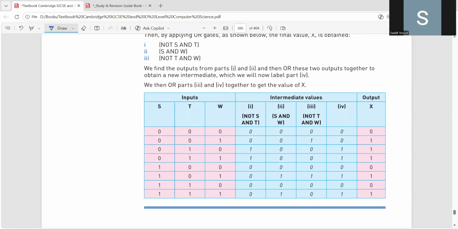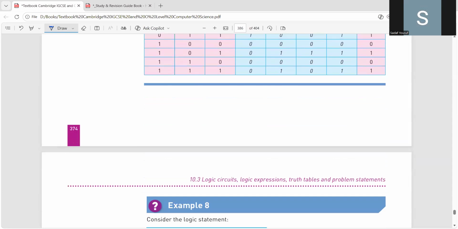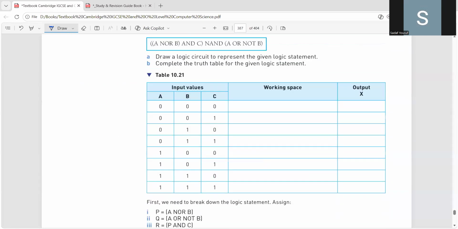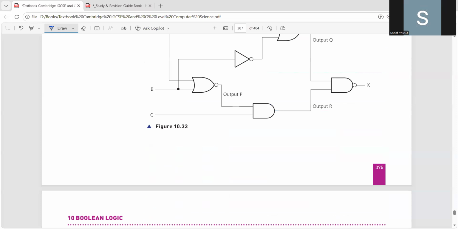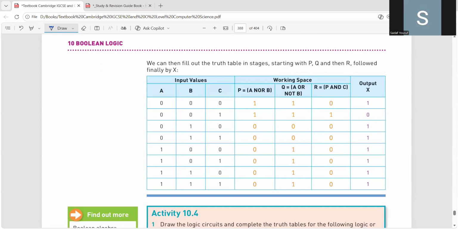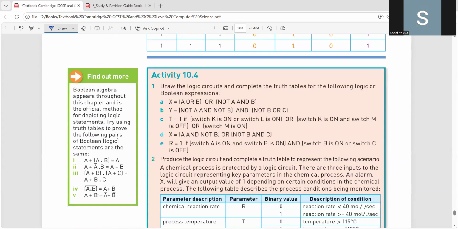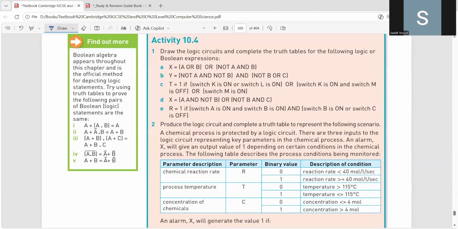You can see a few activity questions here for you to practice, and this is a small tip that you need to remember. Activity 10.4 deals with, first of all, question number 1, that is simple circuits. Then question number 2 is somewhat similar. Nowadays, a lot of questions are coming like that, so do attempt these activities. If you are done with this, inshallah, this topic will be well prepared. Remember to know the truth tables for the simple logic circuits and the descriptions.